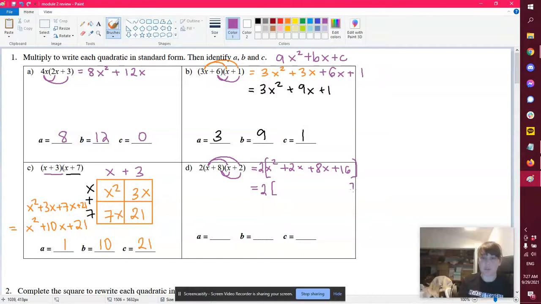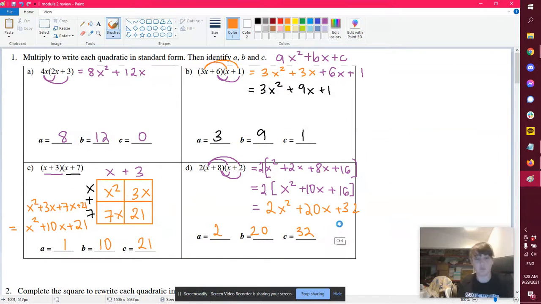Again, reminding myself to multiply by 2 at the end, I get to add these two middle numbers together because they're both just x. And now I'm going to multiply every single thing by 2, right? That's 2x squared, that's 20x, and 16 times 2 is 32. And then I get to copy down my a, b, and c. All right, that's the first one. I'm going to film the second one next.